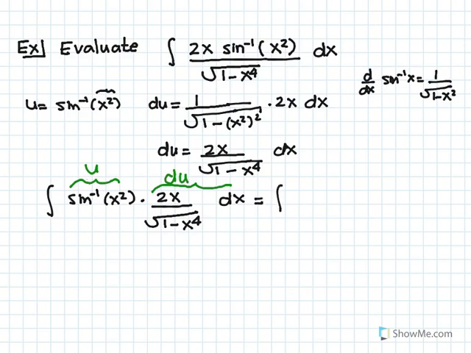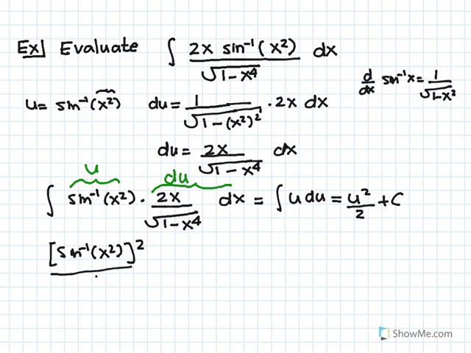We have the integral of u du. Reversing the power rule, we get u squared divided by 2 plus c. Substitute u back in, and we get inverse sine of x squared, all squared, divided by 2 plus c.